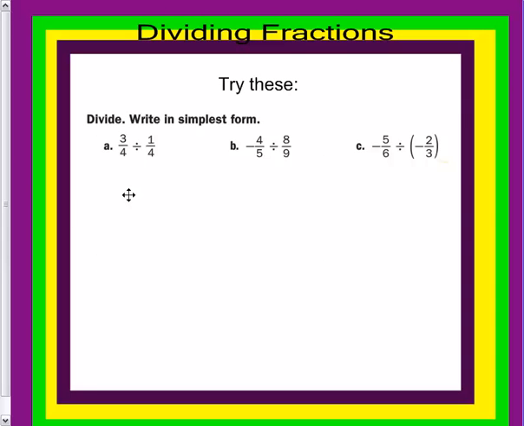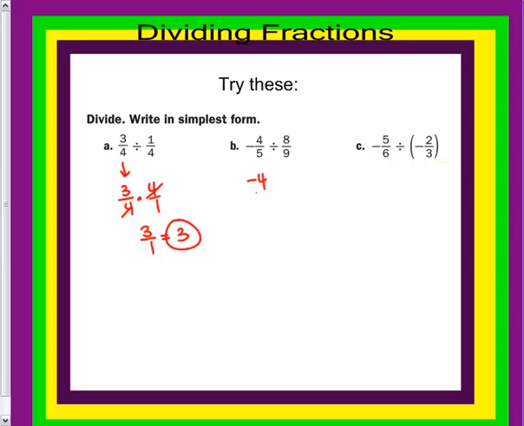Okay, go ahead and try these on your own. Pause the video. I'll be back in just a second to show you what to do. Like right now, 3/4, keep it, change it to a multiplication problem, and find the reciprocal. The 4s cancel each other out. I'm left with 3 over 1, or just 3.